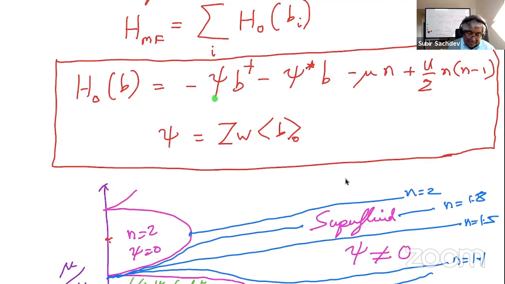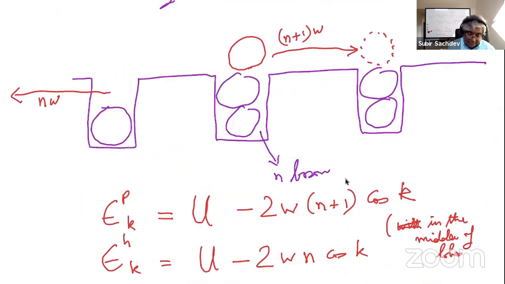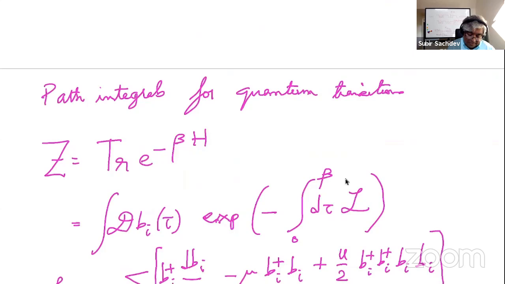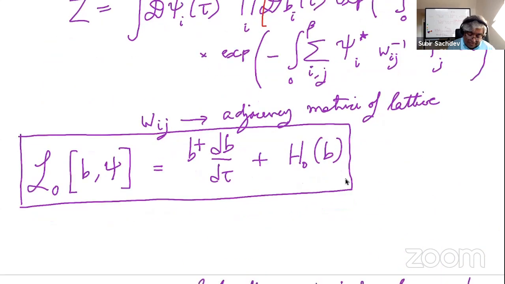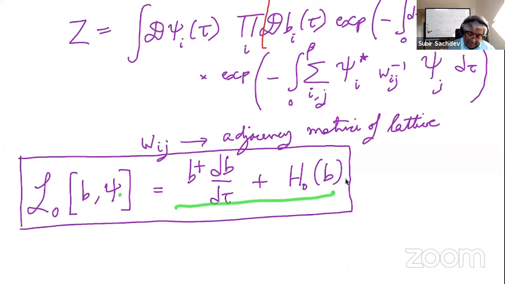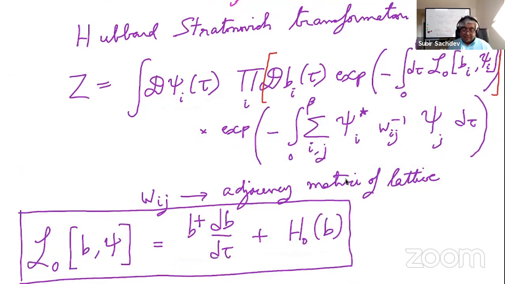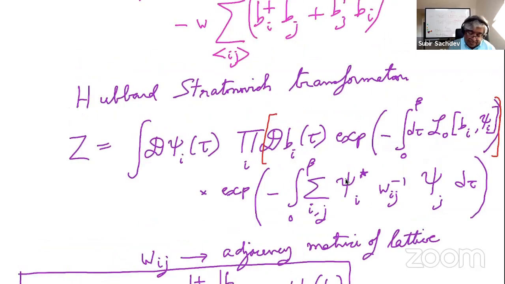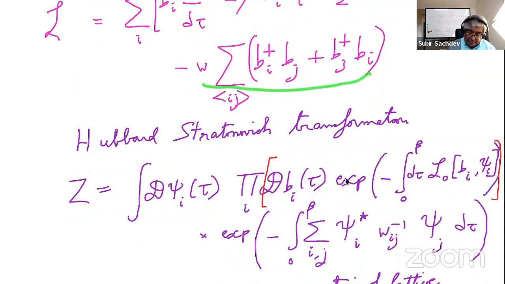Now in mean field theory, this was a constant, independent of i and independent of time. But now the psi is different on different sites and also depends on time. So this is the form of it. But now psi implicitly in the path integral, as you can see from here, depends on time and site. So it's exactly the same Hamiltonian, but there's a new term which comes from this Hubbard-Stratonovich decoupling of this term, which is this.